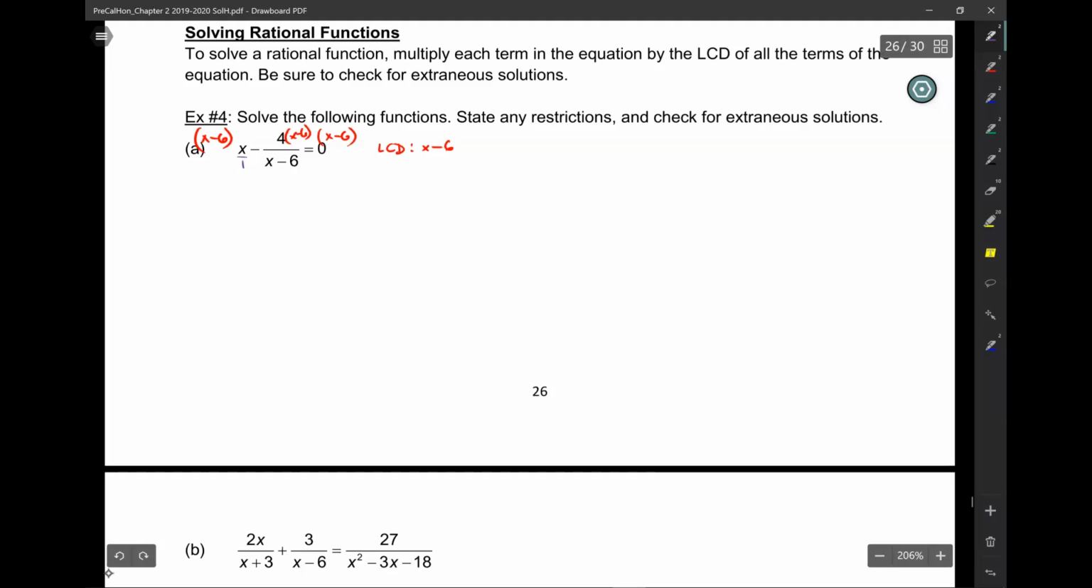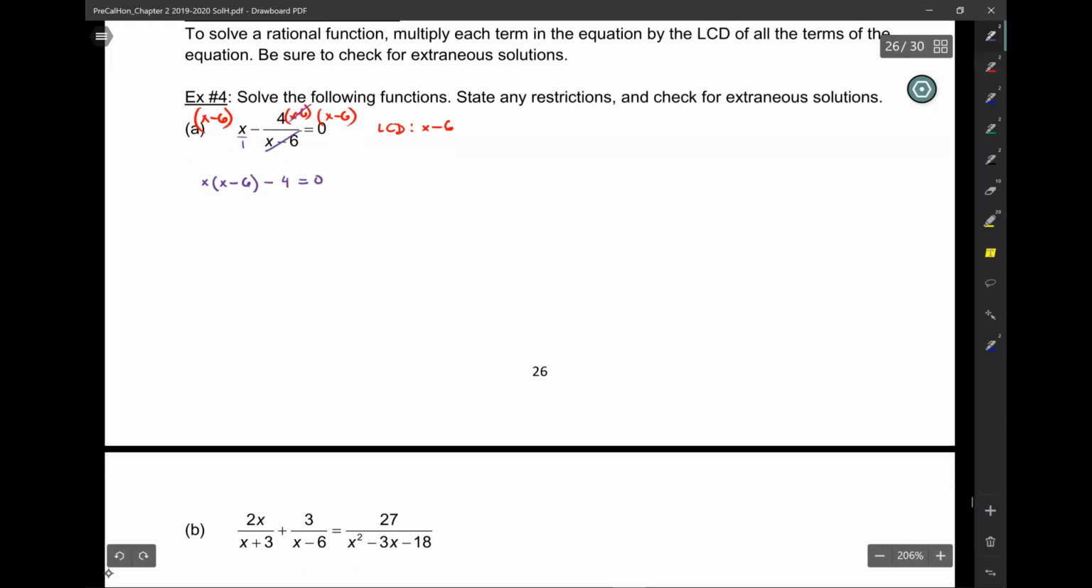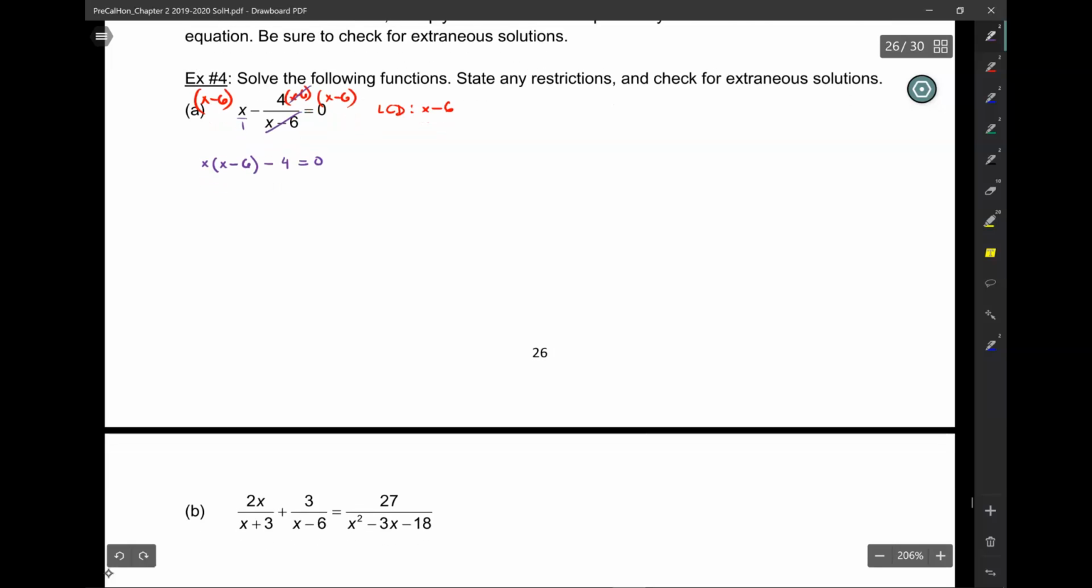So here I get x times x minus 6 minus 4 equal to 0. You multiply every single term by the LCD. Even, not the denominator, but like the x, the 4 over x minus 6, and the 0.